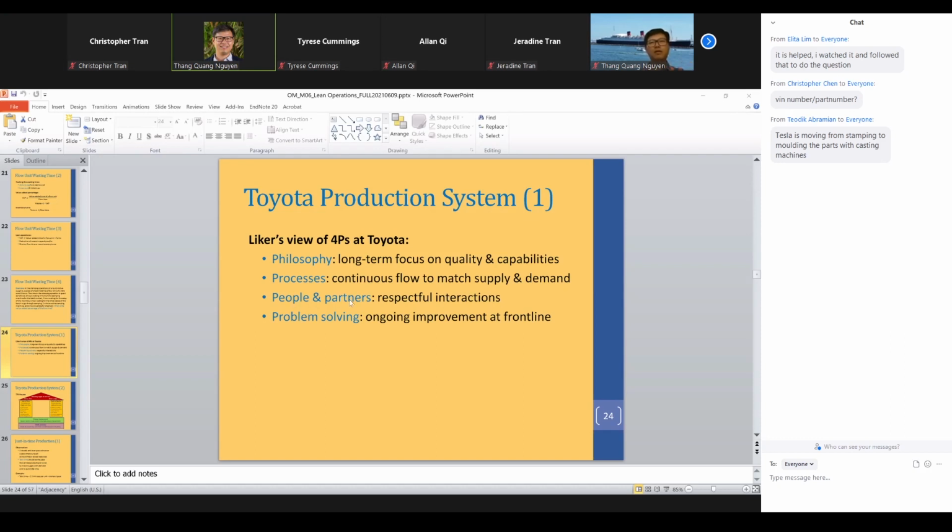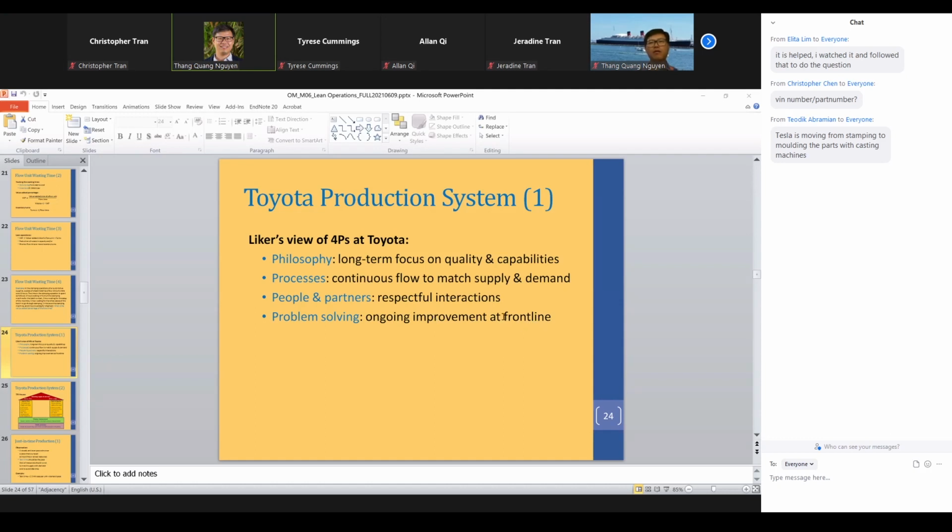So the third P here is very important. They stress that, they emphasize that for that reason, right? For the effectiveness of how to improve the process. All right, so the 4P here is about problem solving, ongoing improvement at the front line.